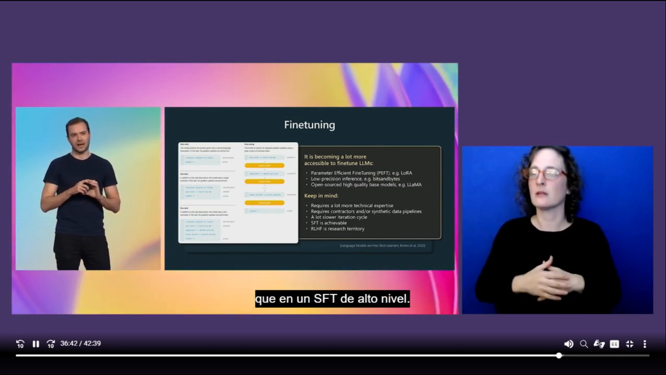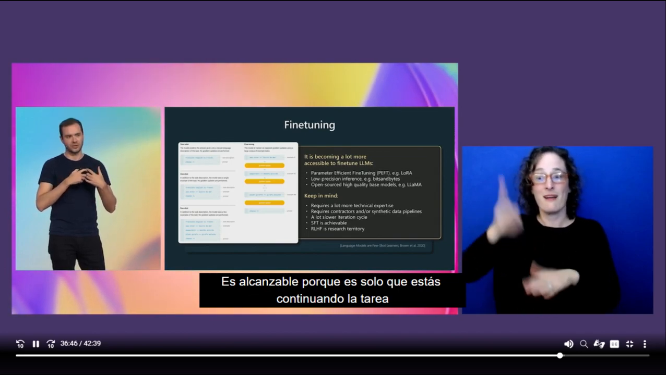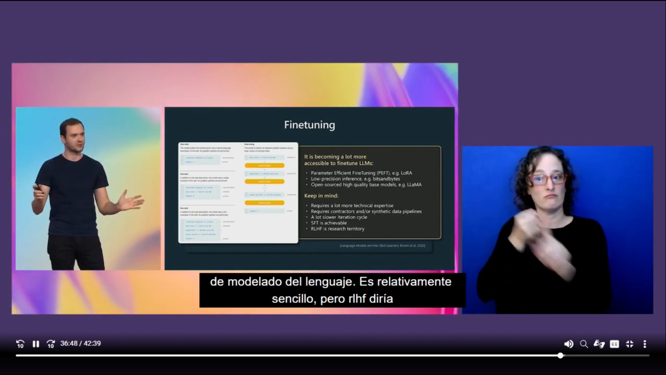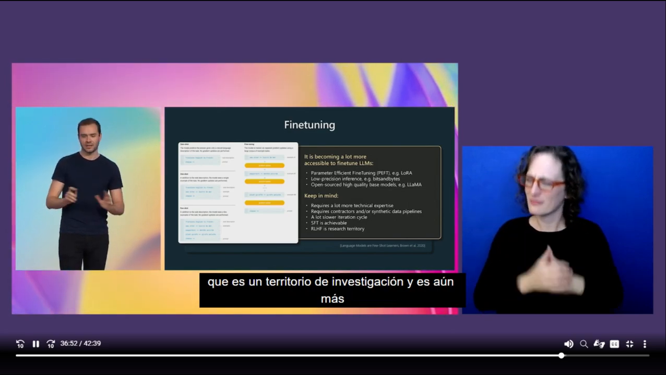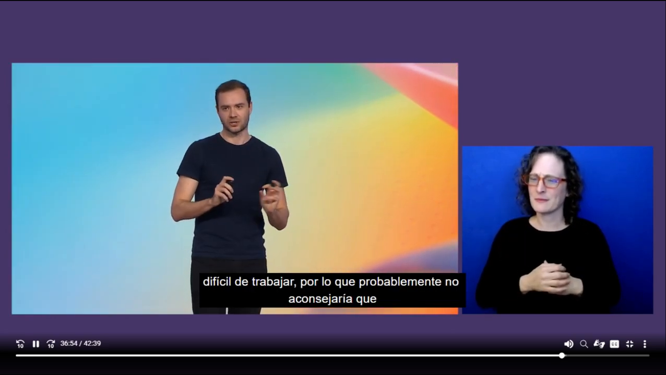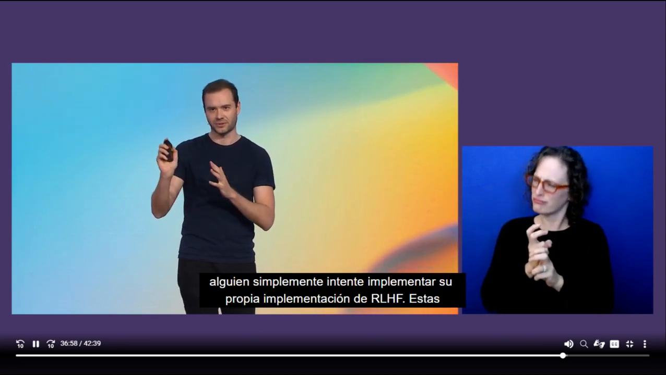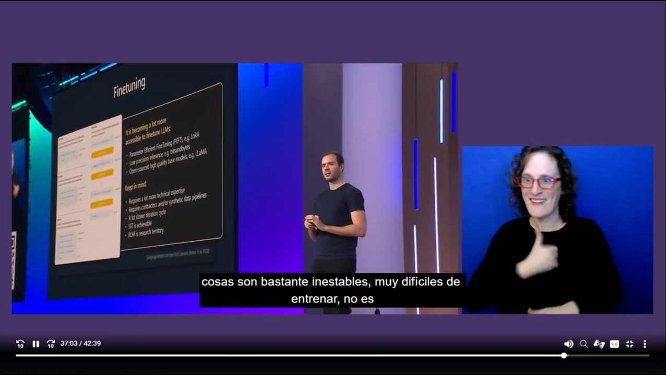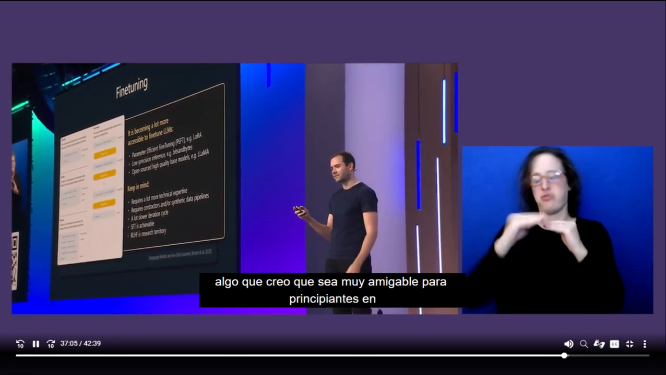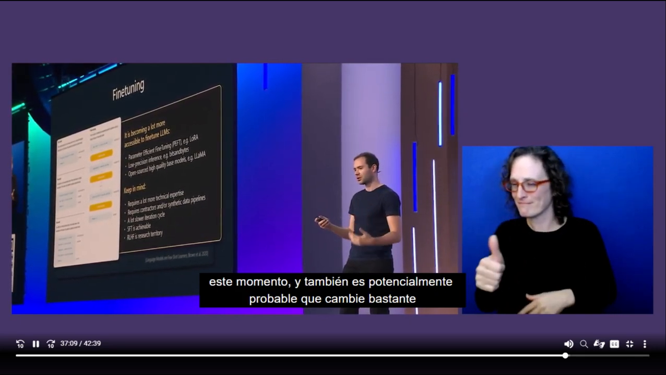And I would say, on a high level, SFT is achievable because you're just continuing the language modeling task. It's relatively straightforward. But RLHF, I would say, is very much research territory and is even much harder to get to work. And so I would probably not advise that someone just tries to roll their own RLHF implementation. These things are pretty unstable, very difficult to train, not something that is, I think, very beginner-friendly right now, and is also likely to change pretty rapidly still.